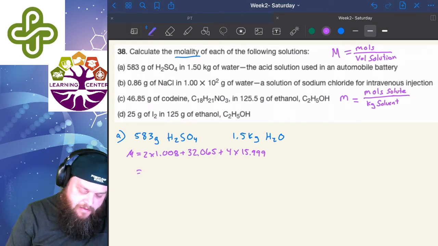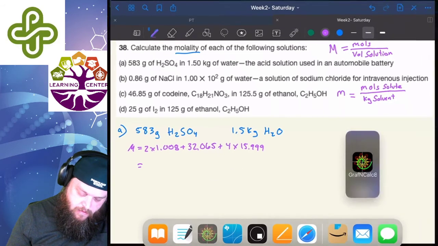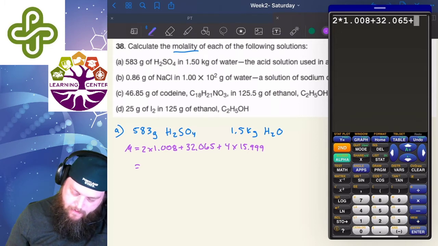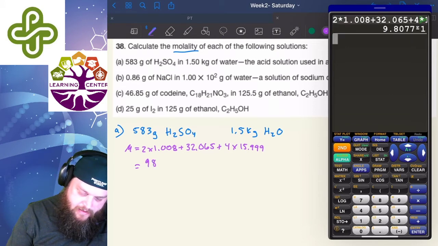So when we add all these up, pull out my handy dandy calculator. 2 times 1.008 plus 32.065 plus 4 times 15.999. That's going to equal 98.077 grams per mole. Should put my units on here. There you go.